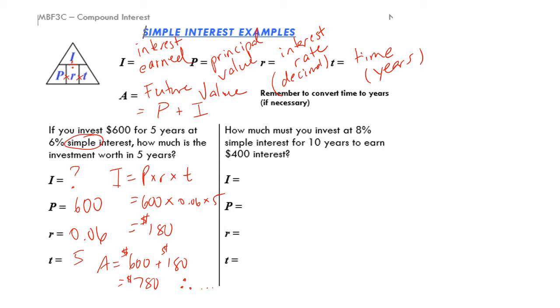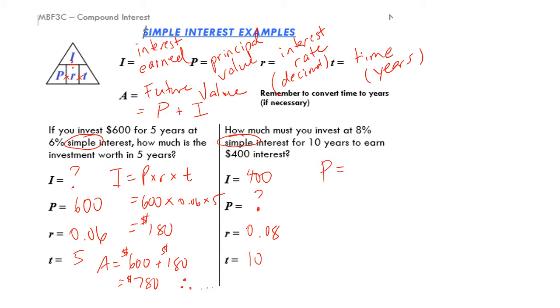The next example, how much must you invest at 8% simple interest for 10 years to earn $400? So we know it's simple, so we're using this formula triangle. It's 8%, so 0.08 for R. It says 10 years for time. We want to earn $400 interest. So that's my I, that's the interest earned. How much must you invest? That's asking you for how much money do you have to invest now? What's your starting amount?